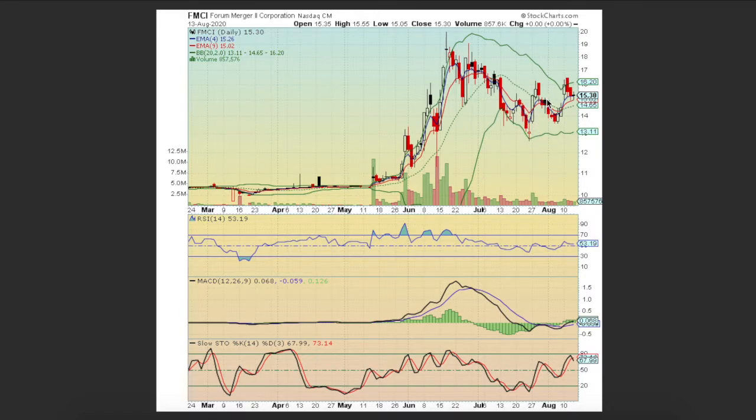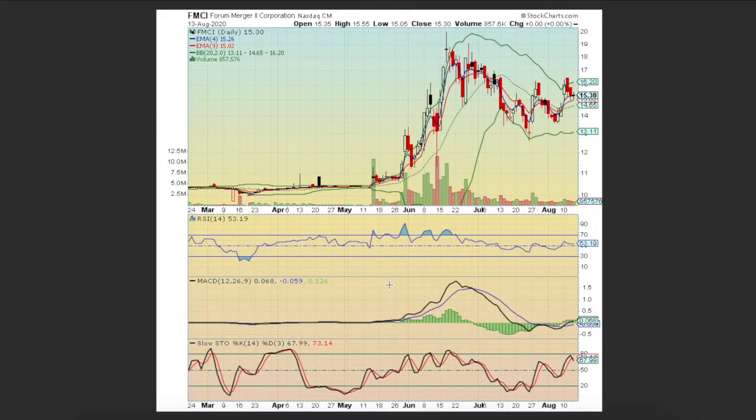So if I were to rate the significance of these indicators, first, the slow stochastics is my first and most favorite indicator. Second, the EMAs, the 4 exponential and the 9 exponential moving average. Third, the RSI, and fourth, the MACD.